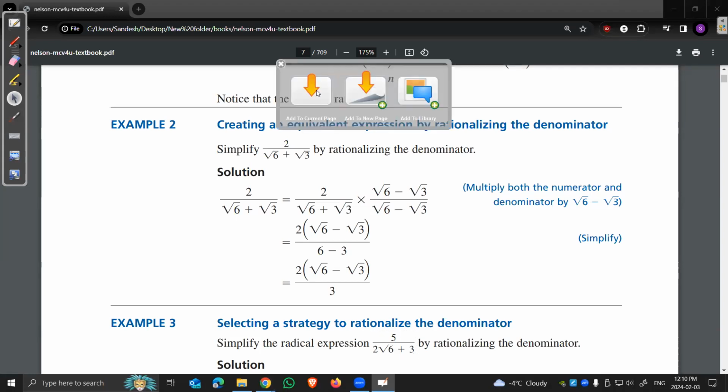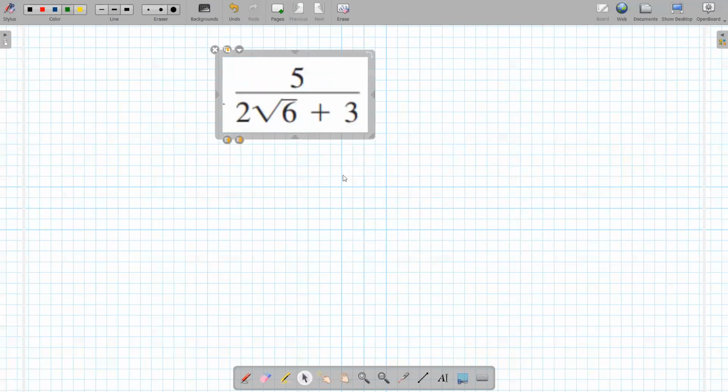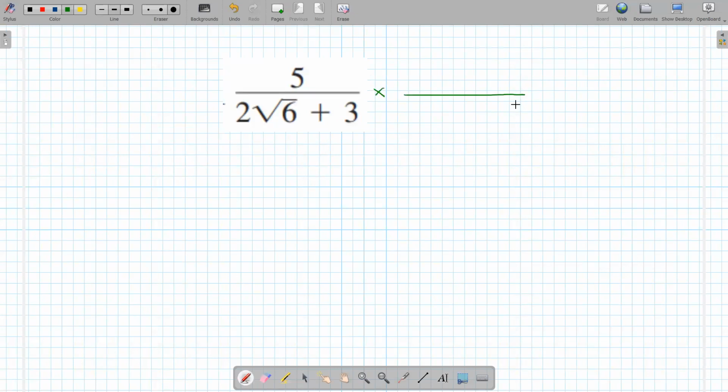Same idea here, just use a difference of squares. If there's something being added or subtracted, just use a difference of squares. What's the conjugate? So again, if something is being added or subtracted, you want to use a difference of squares. The conjugate is going to be the same thing with a different sign.